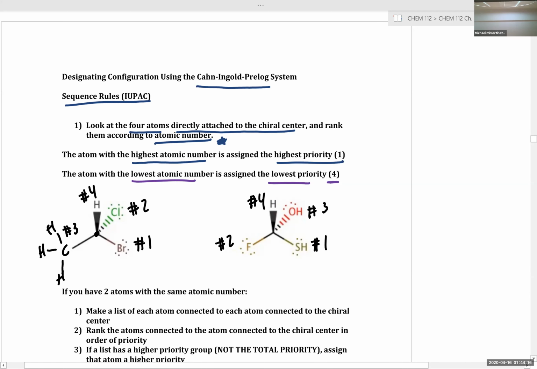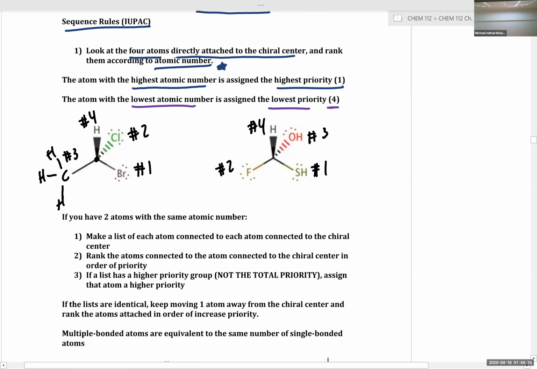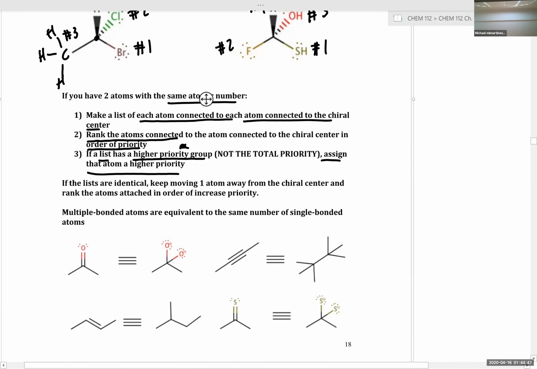So far, so good. Now, if 2 atoms have the same atomic number, you then have to make a list of each atom connected to each atom connected to the chiral center. You rank the atoms connected in order of priority. If a list has a higher priority group, not the total, just a higher priority group, you assign that atom the higher priority. Now, if for some unfortunate reason your lists are identical, you keep moving one atom away and you rank the atoms attached in order of increasing priority.